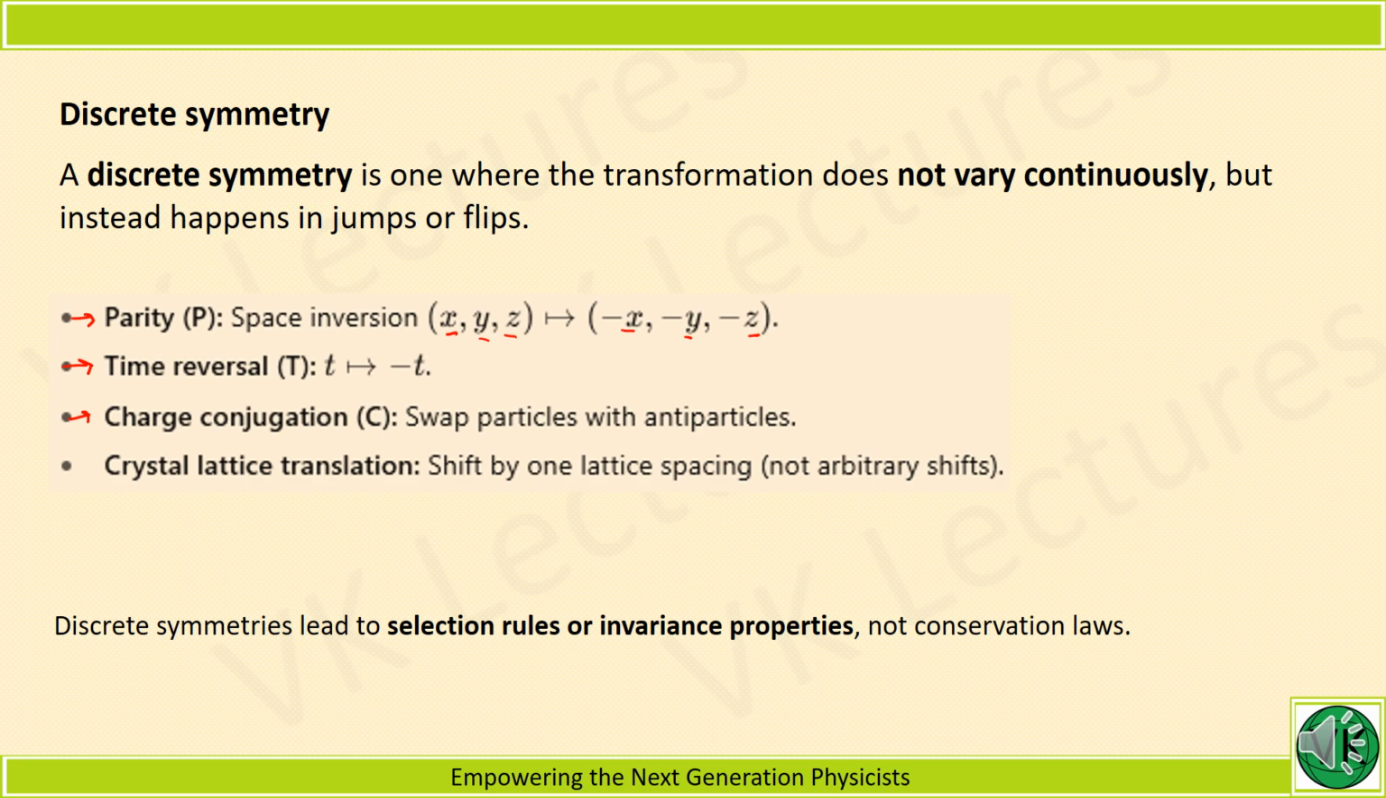Charge conjugation: swap particles with antiparticles, so that means Q changes to minus Q. And here the crystal lattice translation: shift by one lattice spacing, not arbitrary shifts. Okay, so these are examples of discrete symmetry, and these discrete symmetries do not lead to any conservation laws.